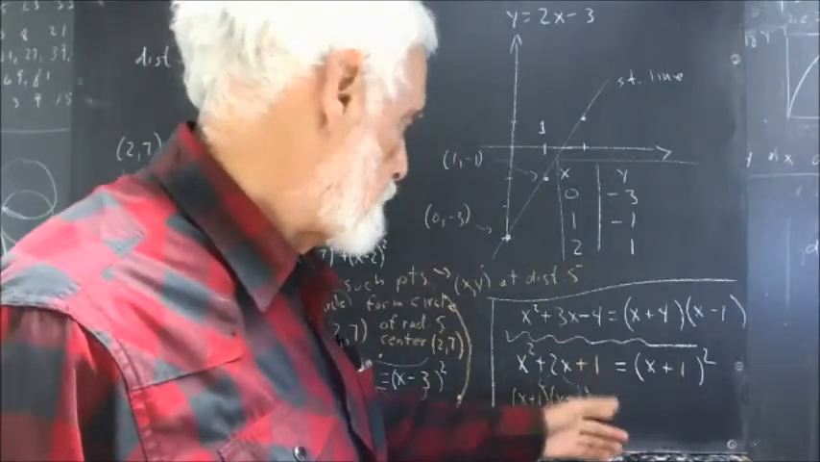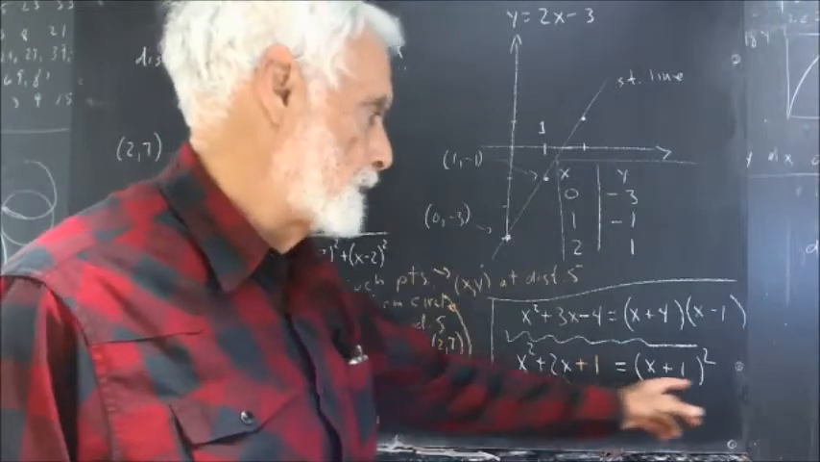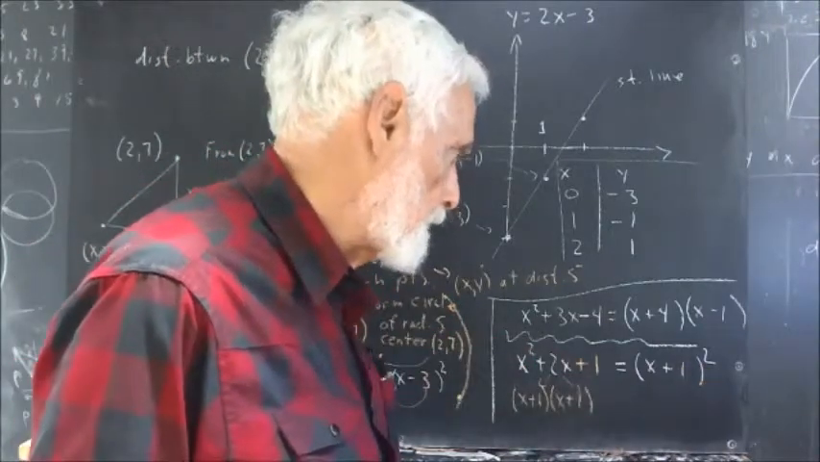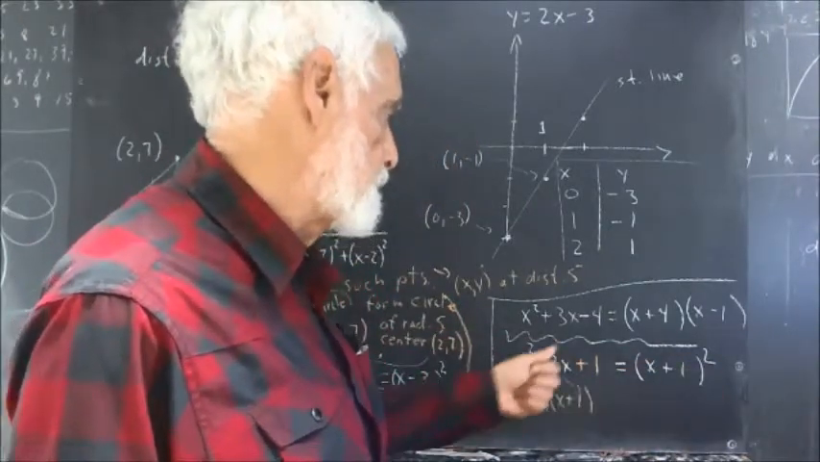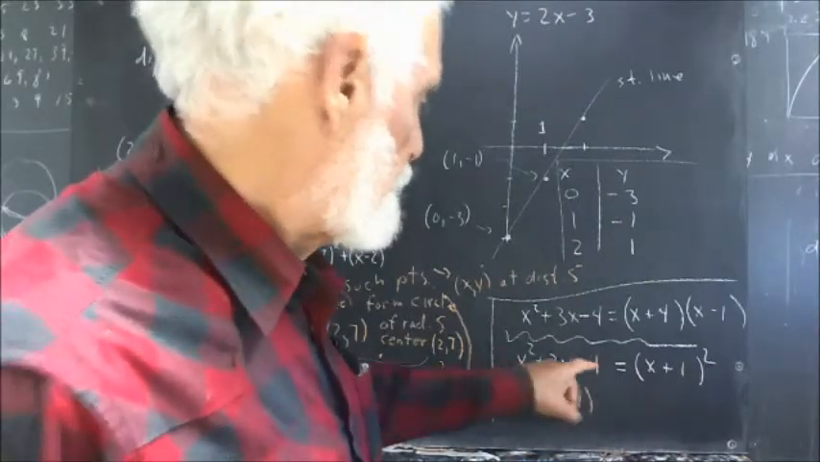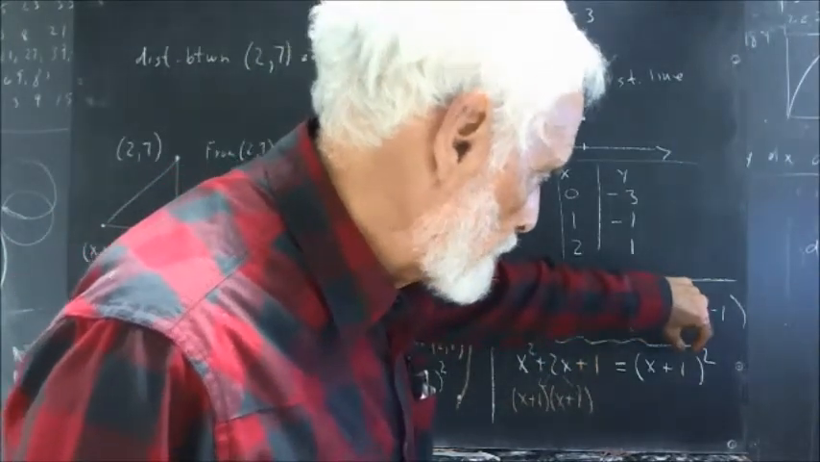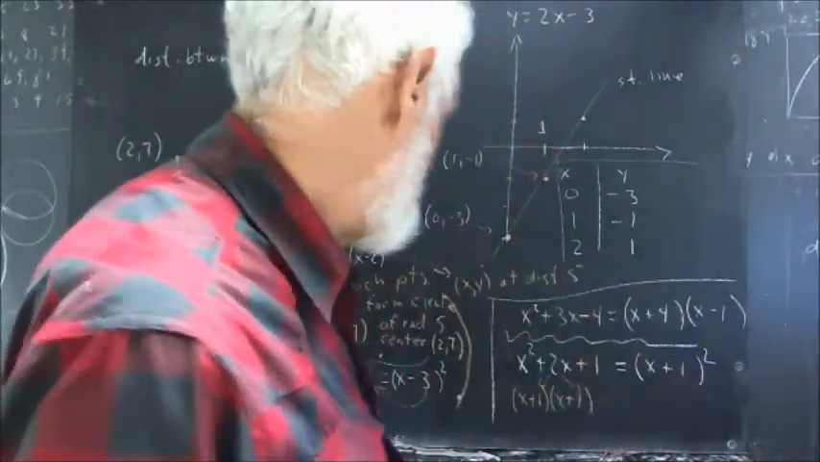And then when I multiply all this out, x plus 1 times x plus 1 will be x plus 1 quantity squared. When I square that, I'm going to get x squared plus 2x plus 1, meaning that in order to make this into a perfect square, I have to add 1 here. And that's going to give me quantity x plus 1 squared.